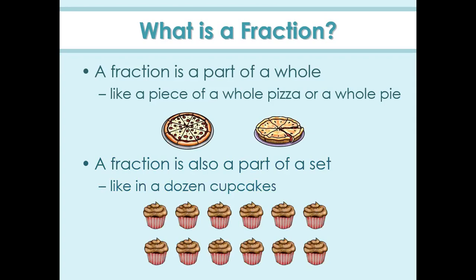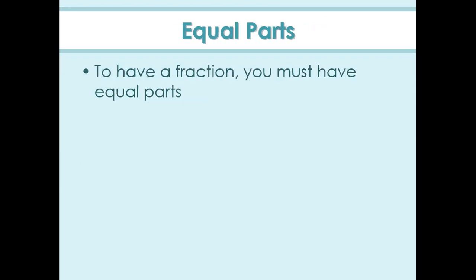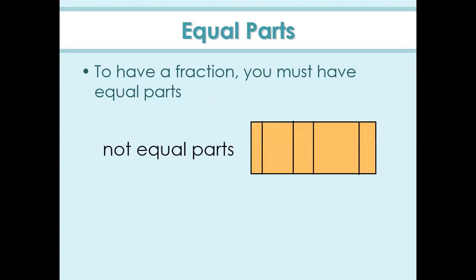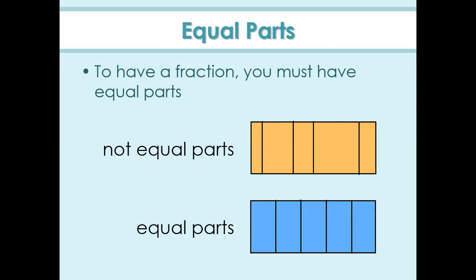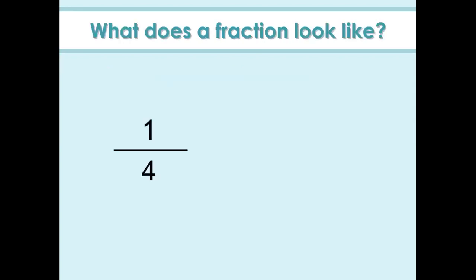So not only are we going to have shapes that we're going to add, but we're also going to have sets that we're going to add. So in order to have a fraction, you must have equal parts. Not equal parts. This is an example of not equal parts. This is not a fraction. Equal parts, everything will be the same size. So what does a fraction even look like?